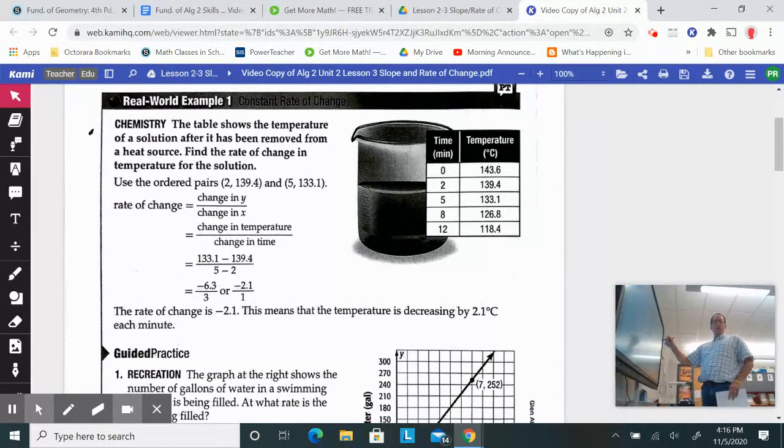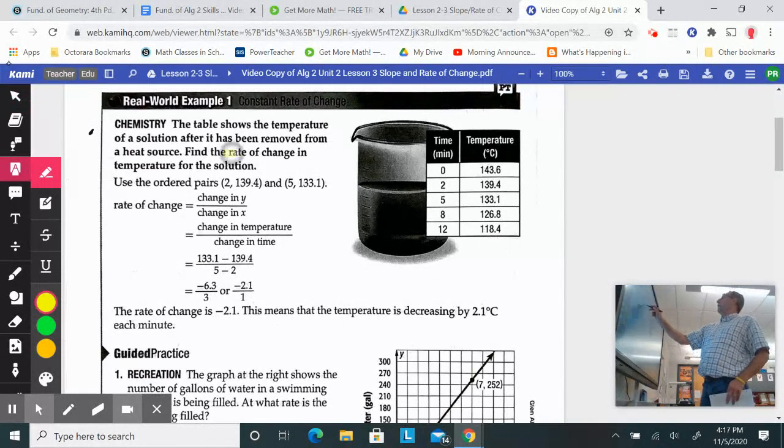So the time is like the input value. That is independent. And the temperature depends on how long it's been removed from the heat source, so it's actually cooling. And you can see what's happening to the temperatures, right? They're falling. So it says, find the rate of change. So that's what we're going to do.